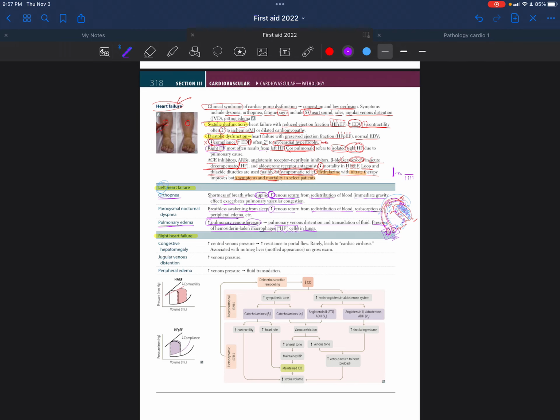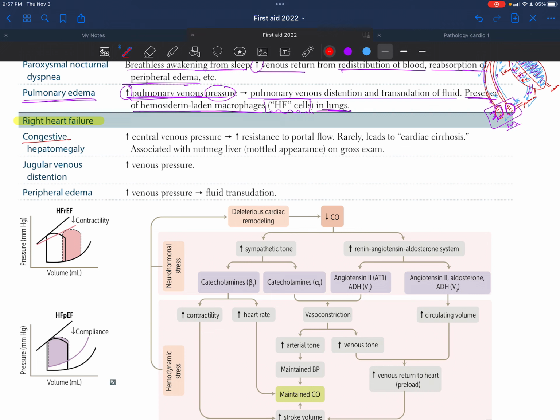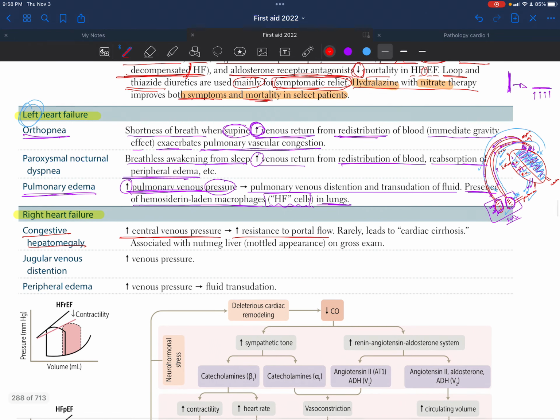Now, for the right heart failure, what we can see is congestive hepatomegaly, and that is due to increased central venous pressure, and there is increased resistance to portal flow, and rarely this leads to cardiac cirrhosis associated with nutmeg liver, and that is the mottled appearance on gross exam.